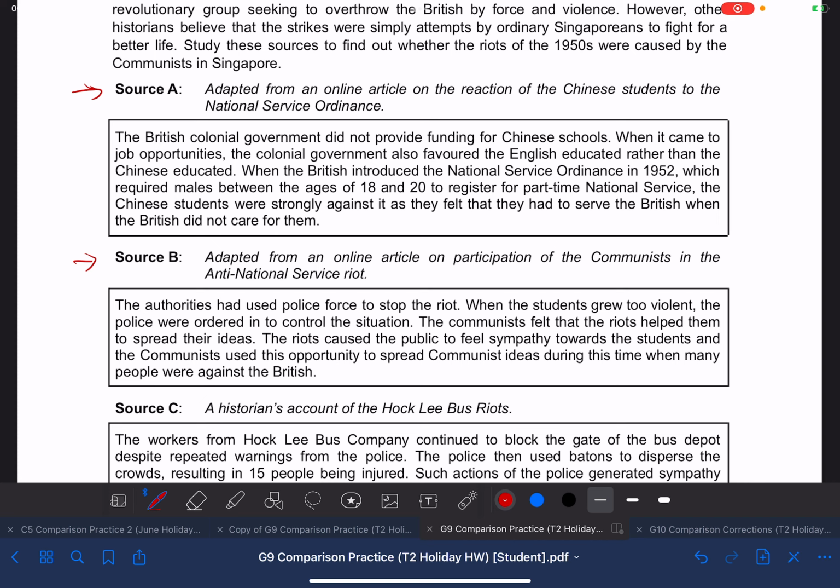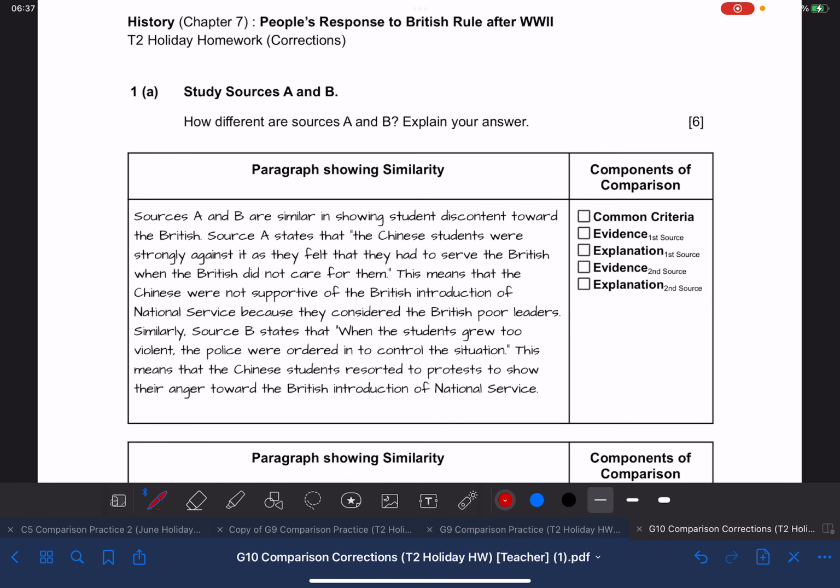They are both about how the Chinese students or people in Singapore reacted when the British introduced the National Service Ordinance, the law that required people to serve national service. We remember from the lessons that the locals took this very badly because they hated the British and they thought that the British were going to send them to die, and therefore they rioted. So these first two sources are looking at this National Service Ordinance.